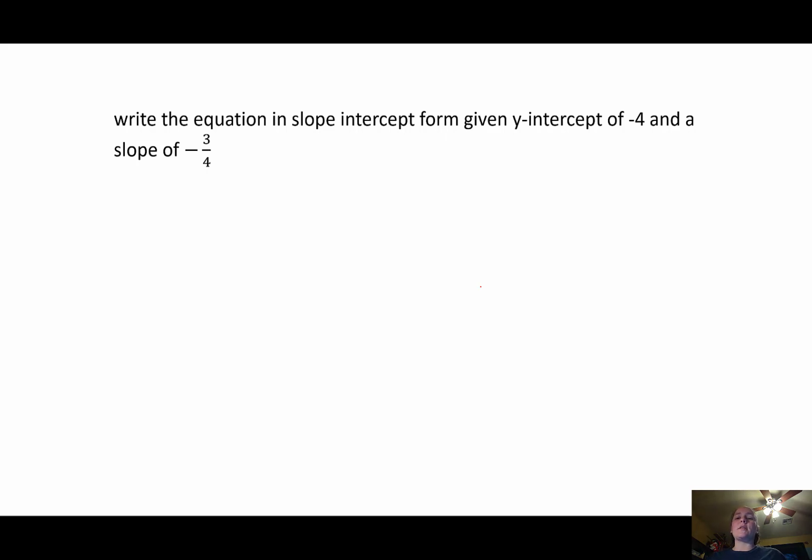All right, take a second and let's try this next one. We're going to write the equation of a line in slope-intercept form, given a y-intercept of -4 and a slope of -3/4. Okay, so y equals, well, my slope was -3/4 x. My y-intercept was -4, so -4. Fairly straightforward, right? All right, so that's if I'm just given the slope and the y-intercept. I can automatically plug straight into slope-intercept form.